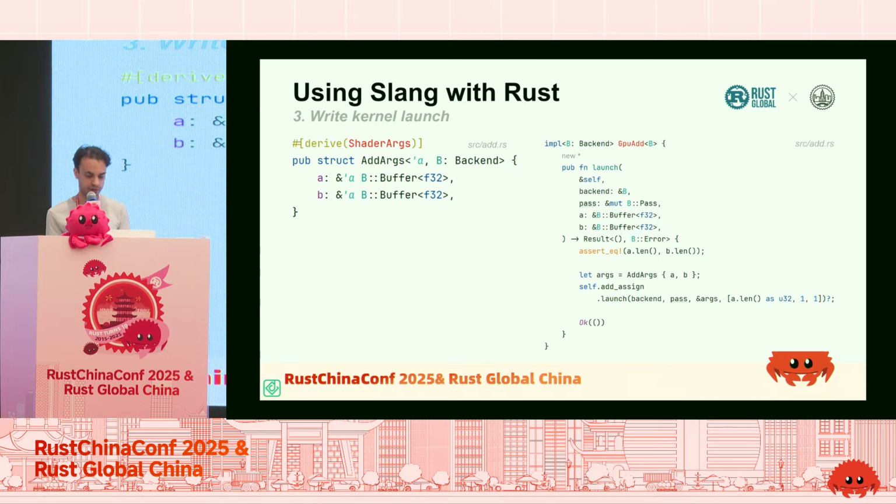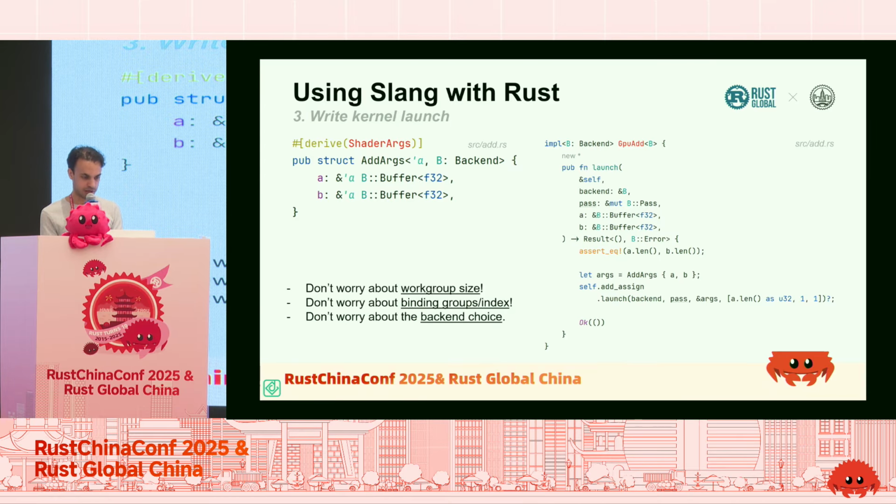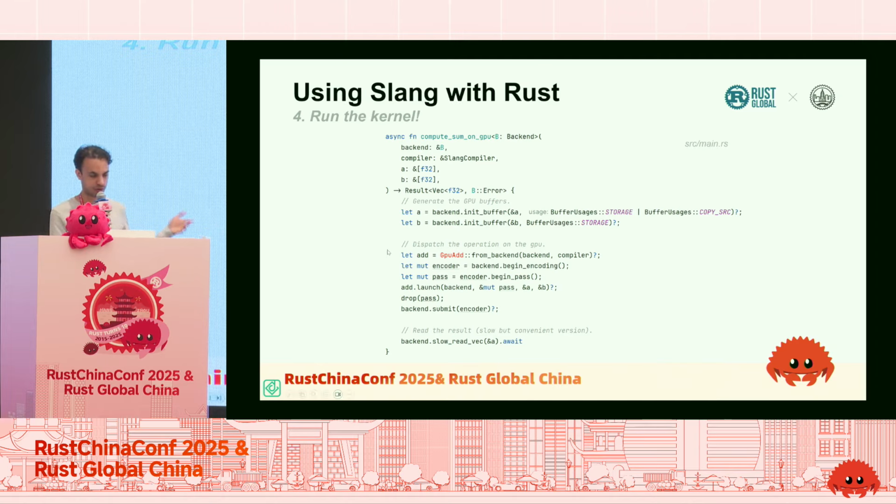Now, as a user of that library, you need to actually call all of this code. So you will initialize your buffers, you will create your shader. That line here, GPU add from backend, the from backend function is generated by Slang HIL, and this is the one that will run the compilation using the Slang compiler. Then you launch the operation, and at the end you have a very small function which will read the data back from the GPU into the CPU RAM, so you can do whatever you want with it.